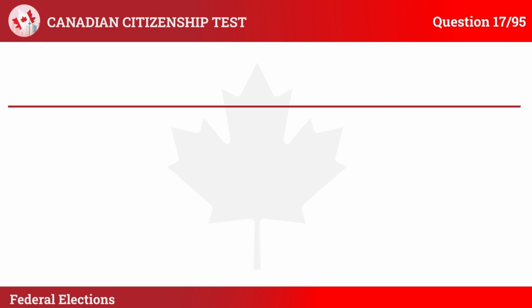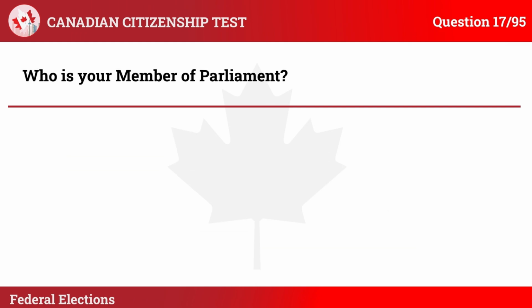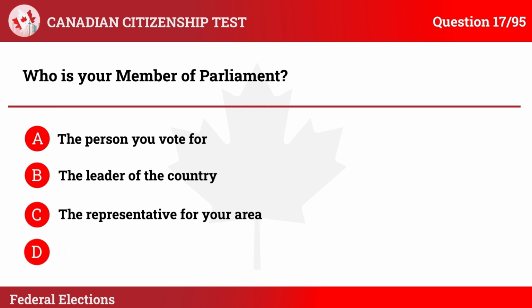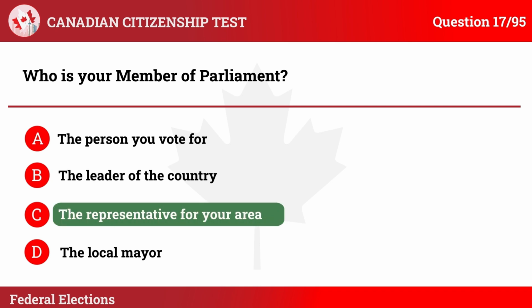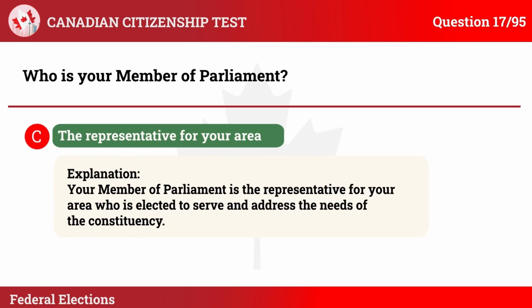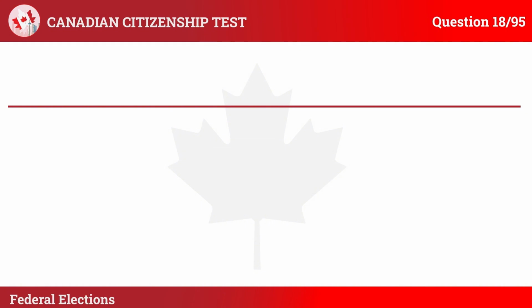Question 17. Who is your Member of Parliament? A. The person you vote for. B. The leader of the country. C. The representative for your area. D. The local mayor. The correct answer is C. The representative for your area. Explanation: your Member of Parliament is the representative for your area, who is elected to serve and address the needs of the constituency.